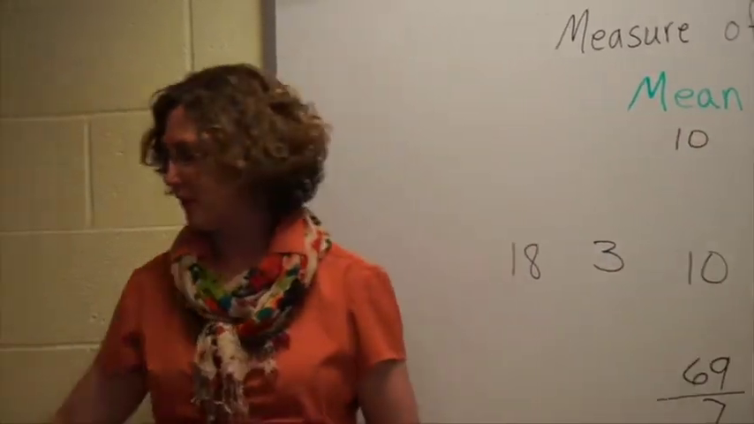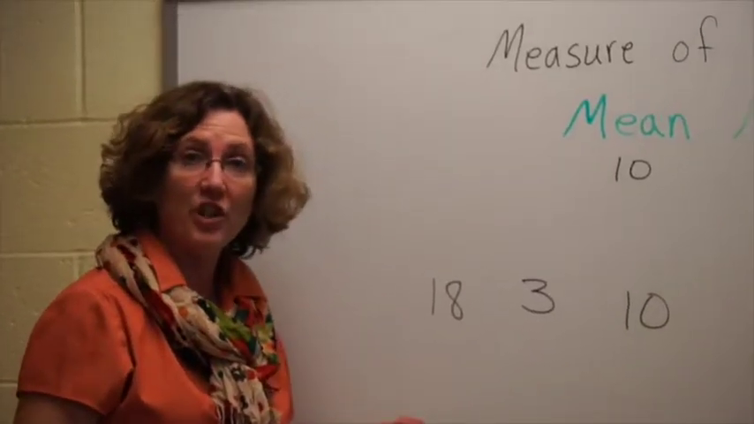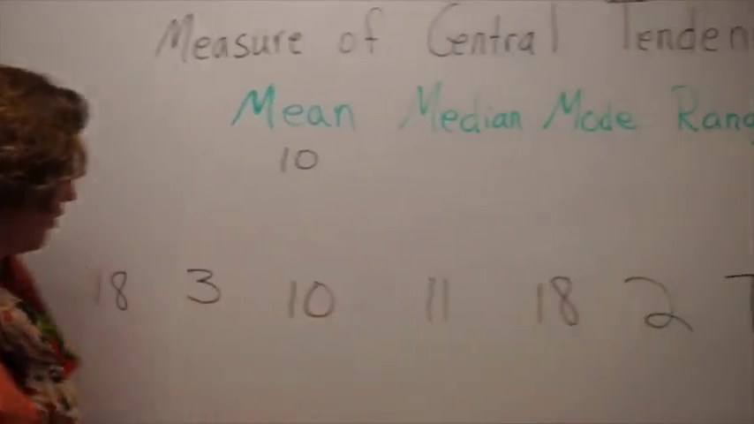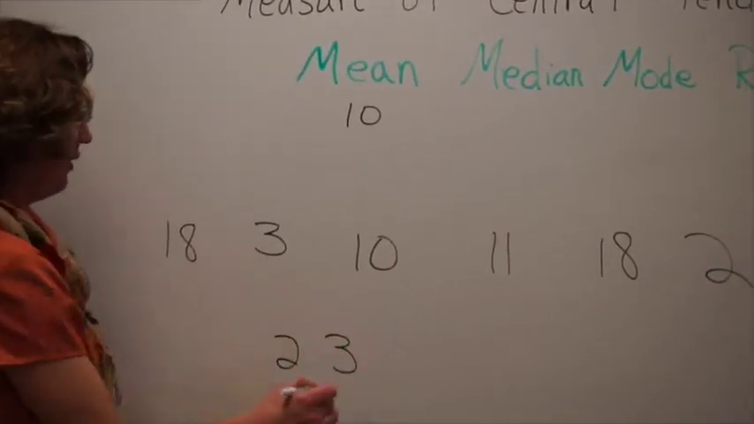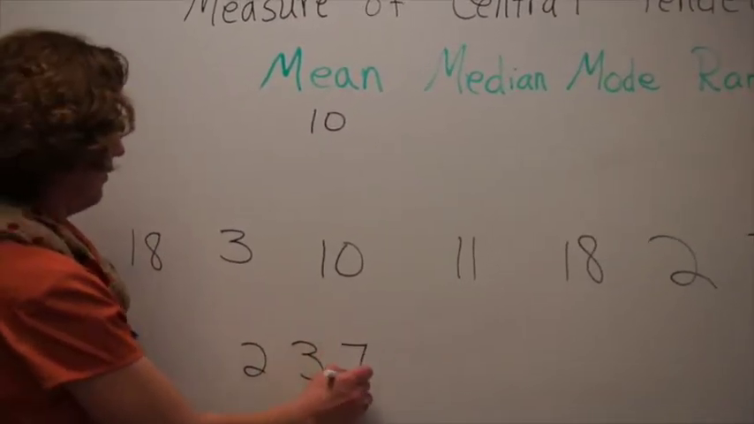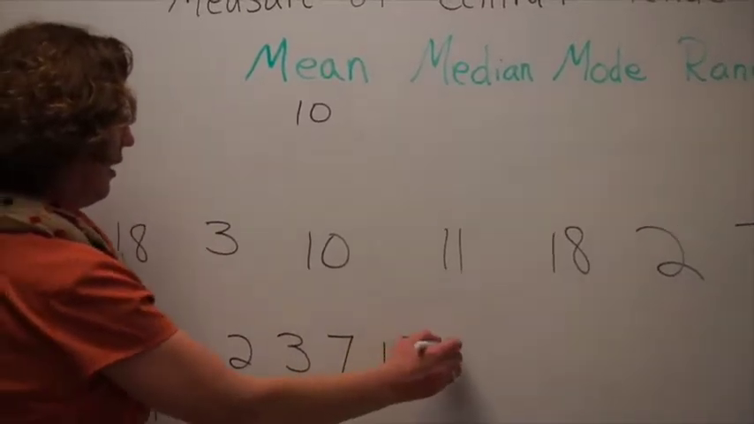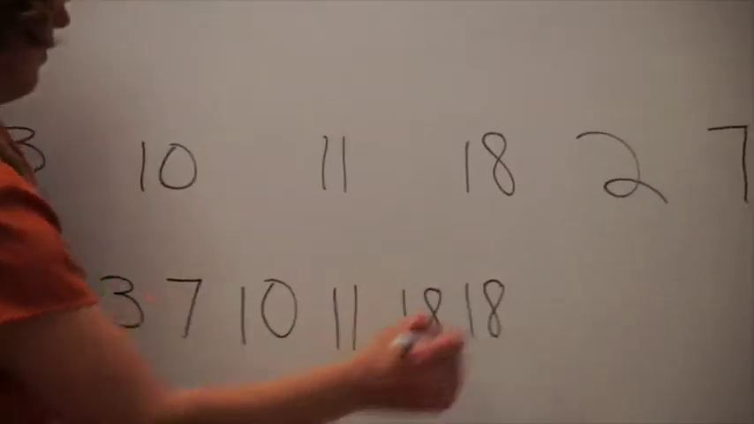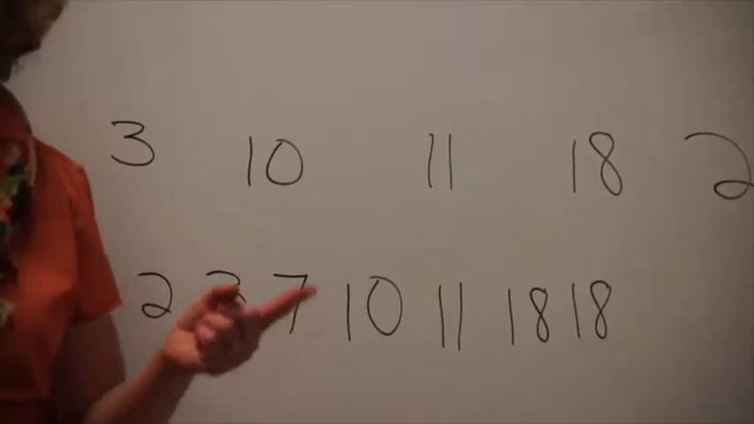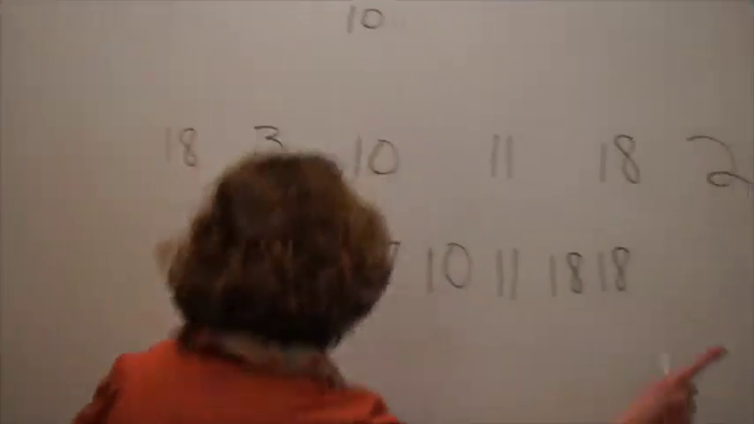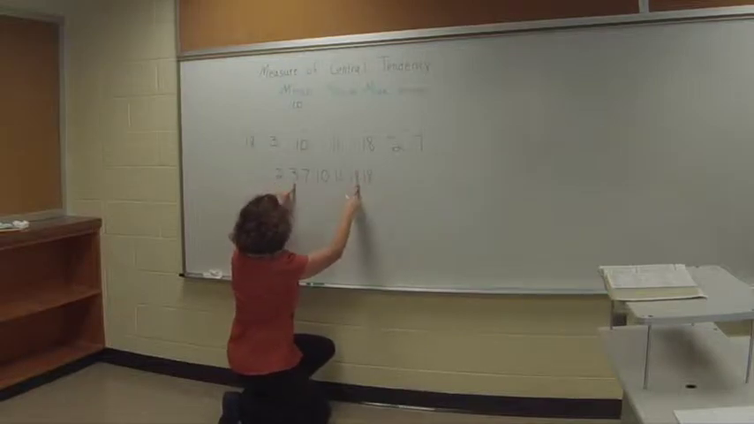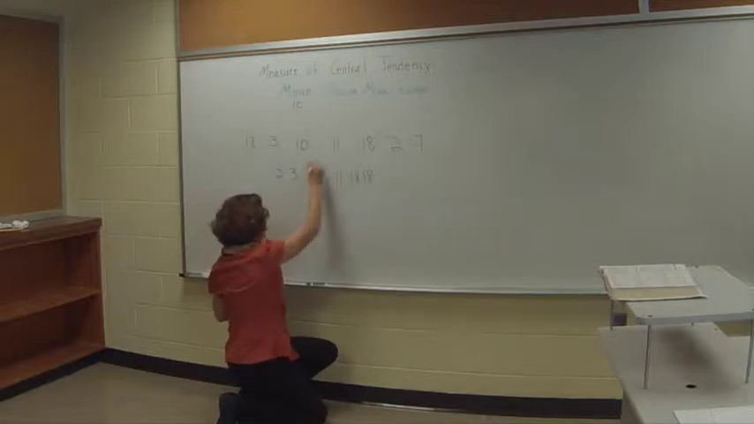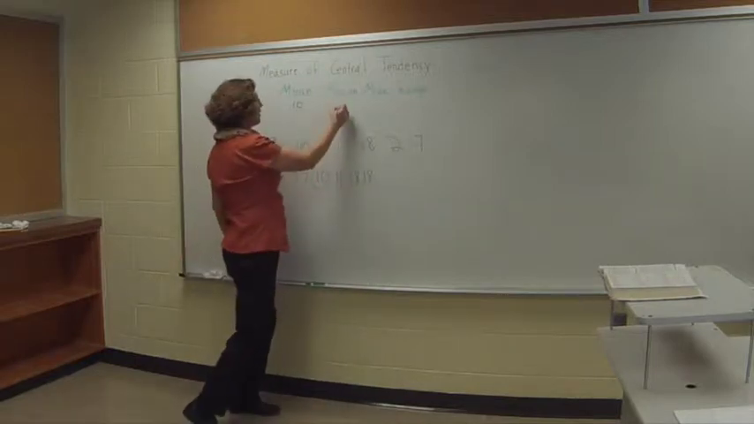Now let's find the median. To get the median average, we first have to put our list of numbers in sequence. So the smallest number is 2, 3, 7, 10, 11, and 2 18s. Then I use this method, the method of the finger. 1, 2, 3. When the fingers come together, that is the median. So our median is also 10.